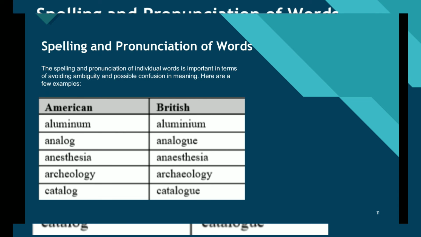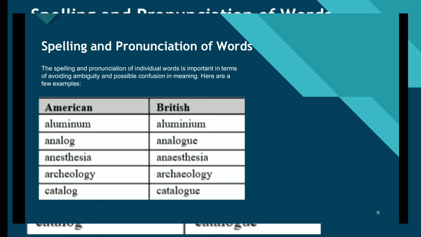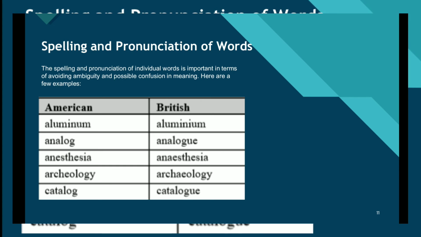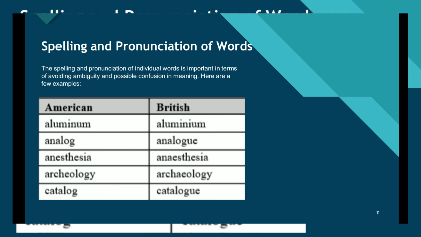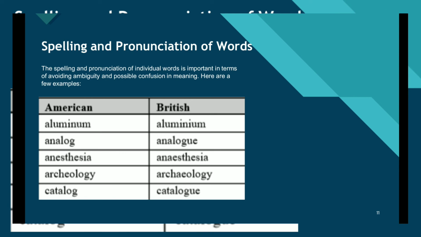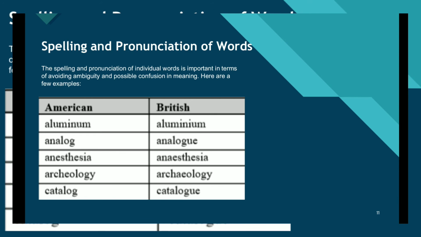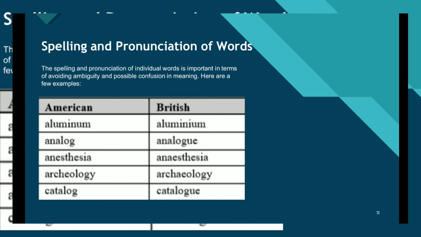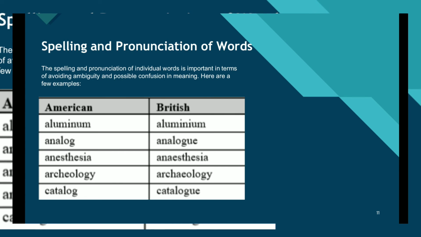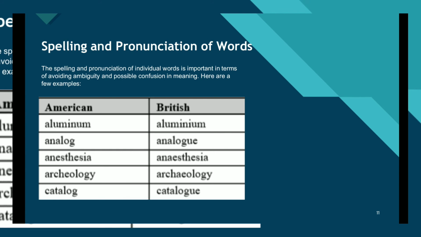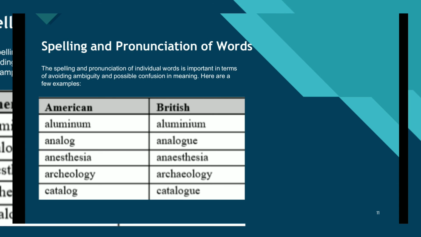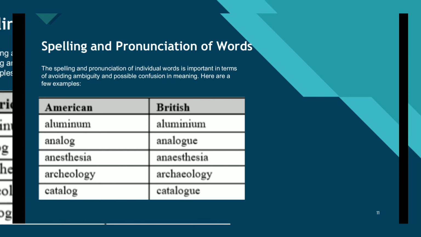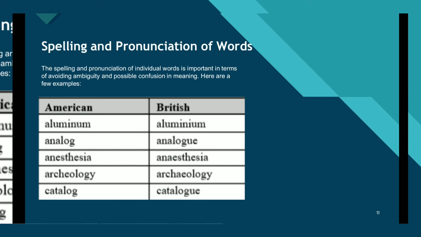Spelling and pronunciation of words. The spelling and pronunciation of individual words is important in terms of avoiding ambiguity and possible confusion in meaning. As mentioned in the earlier chapter on writing, incorrect spelling may often give the reader the impression that the writer is careless and lacks education. Here are a few examples from American and British English, and you can see them in the slide.